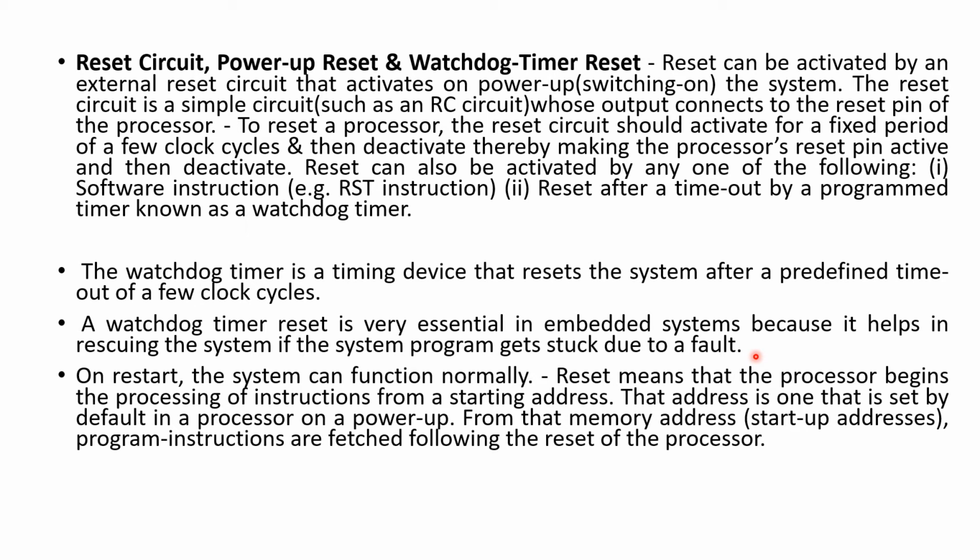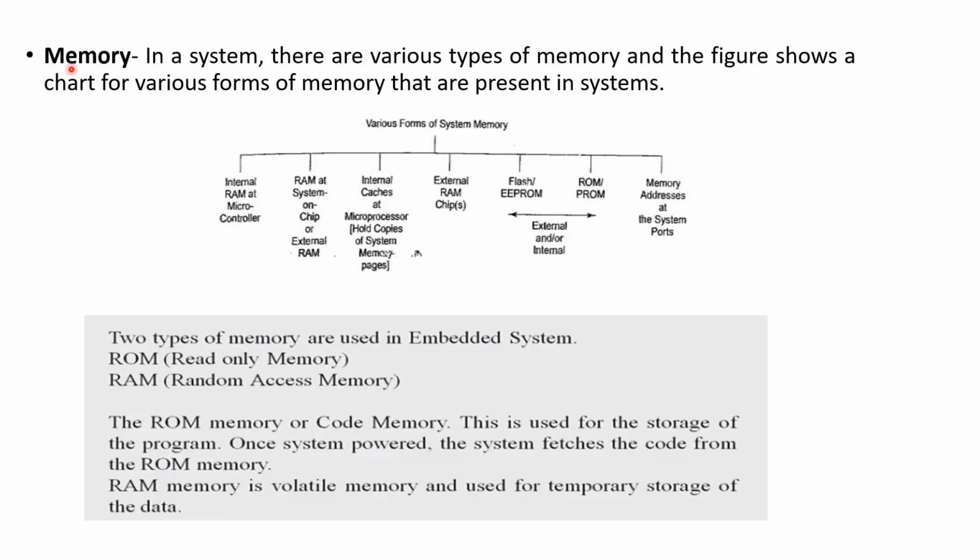So whichever fault is occurring, say in the hardware component or in the sensor circuitry, if the system is reset, the controller could be aware. So in such conditions, a watchdog timer becomes essential. Now next, the other part is the memory component. Basically, there are various forms of system memory. The two basic types of memory are read-only memory and random access memory.